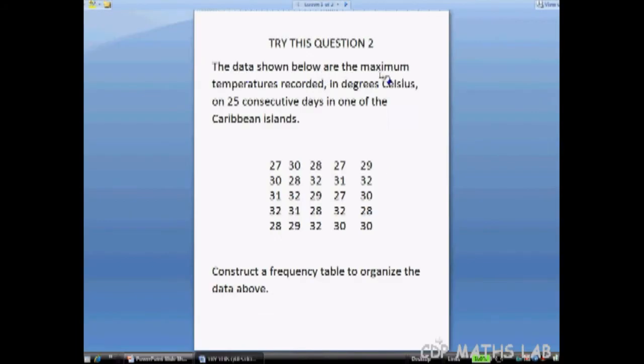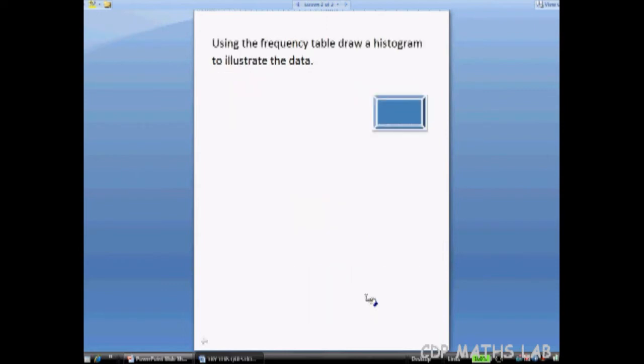Number 2. The data shown below are the maximum temperatures recorded in degrees Celsius on 25 consecutive days in one of the Caribbean islands. Construct a frequency table to organize the data above. Using the frequency table, draw a histogram to illustrate the data.